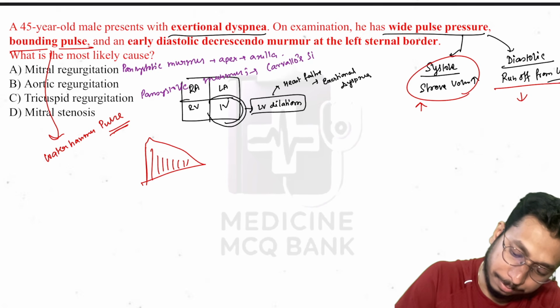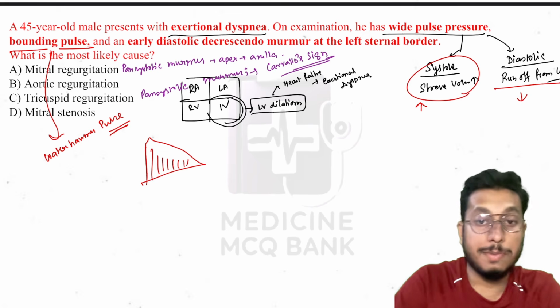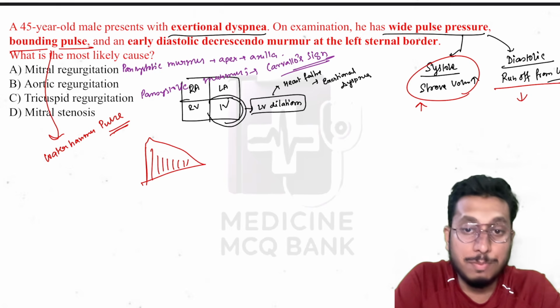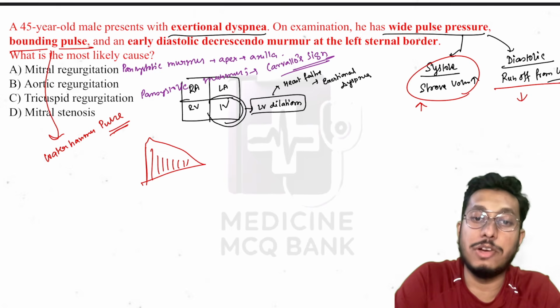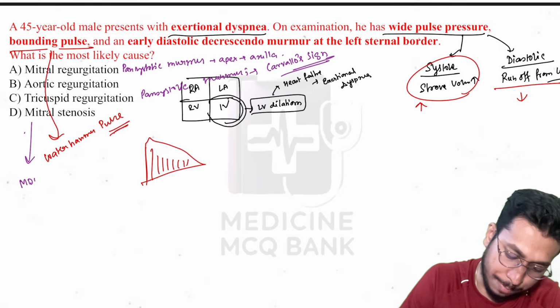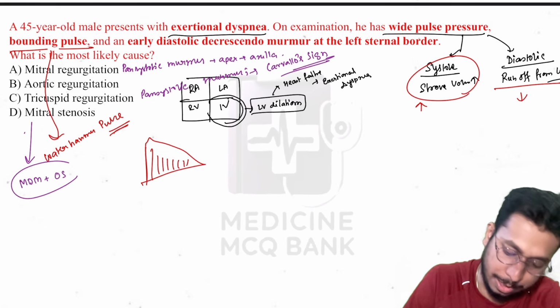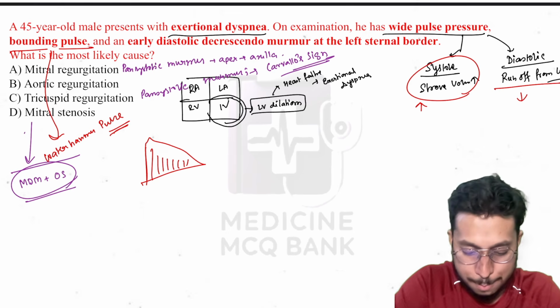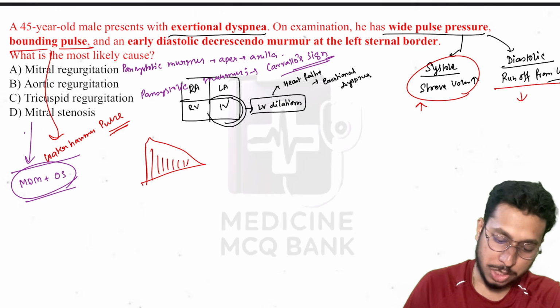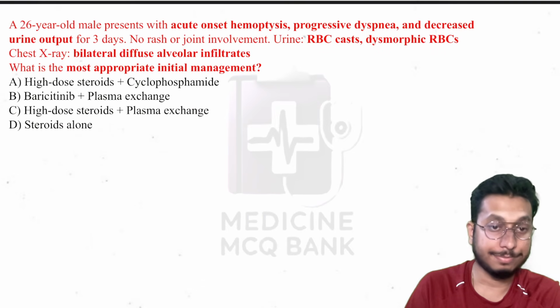What about mitral stenosis? Mitral stenosis will be a mid-diastolic rumbling murmur with an opening snap, and there will be no bounding pulse and no wide pulse pressure. So these are the different types of murmur in different valvular diseases. Here the answer is option B, aortic regurgitation.